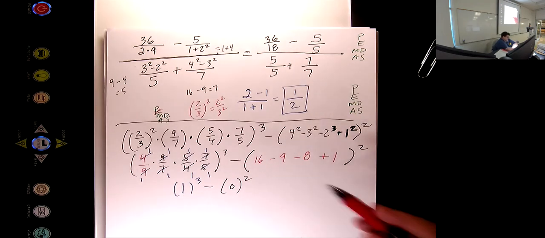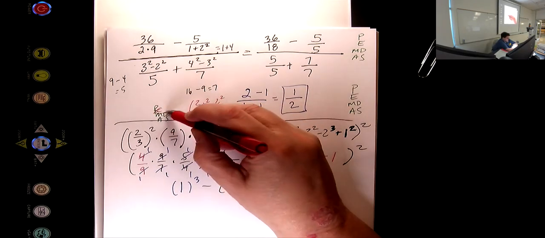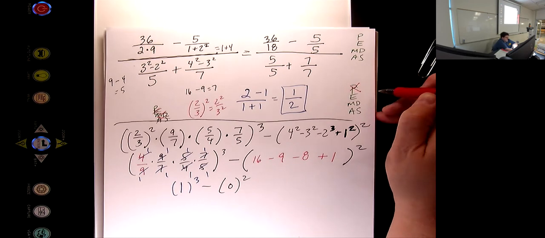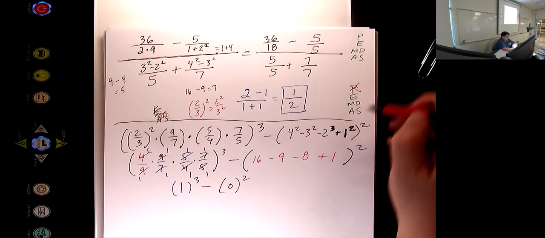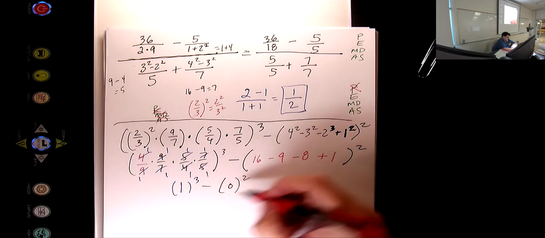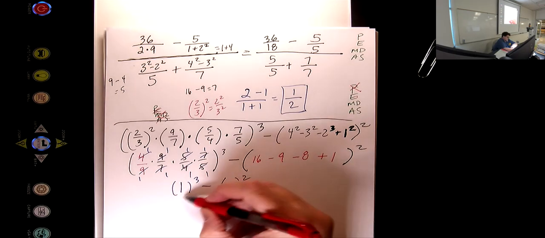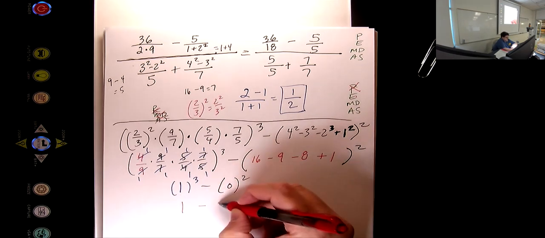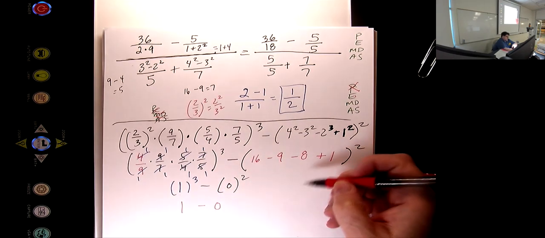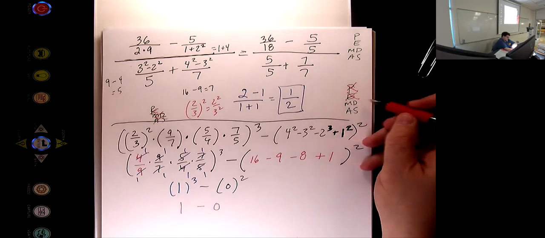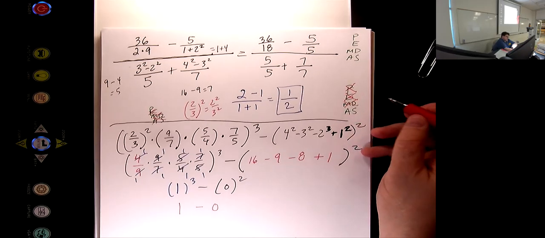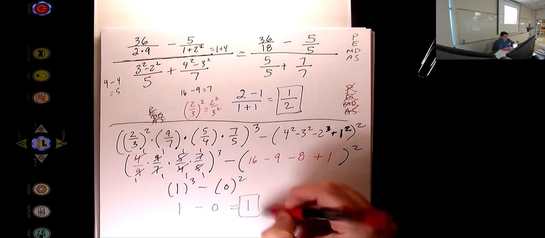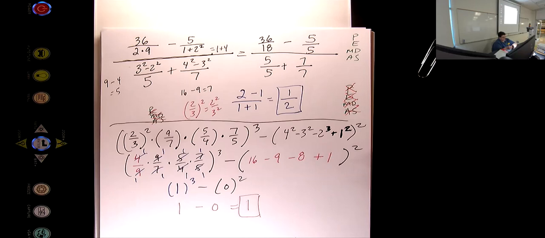So we finished inside the parentheses, all the multiplication and division is done. We go back outside, and we have to follow order of operations. Exponents first. 1 cubed is 1, and 0 squared is 0. So we finished our exponents, there's no multiplication or division. And we have addition, subtraction, 1 minus 0 is of course 1. Everyone good on that?